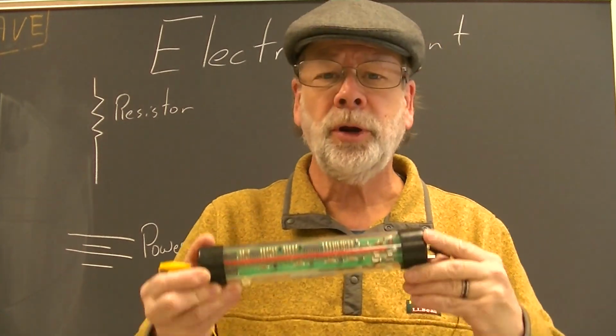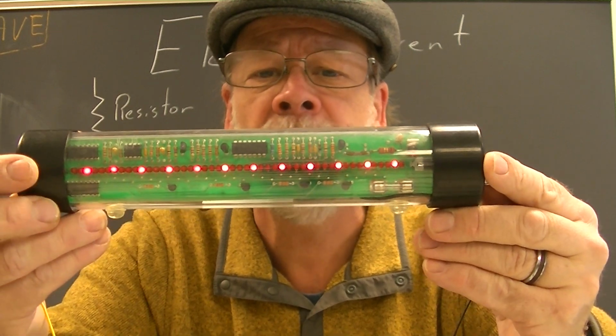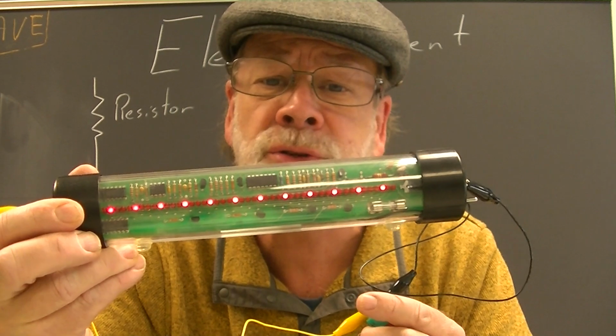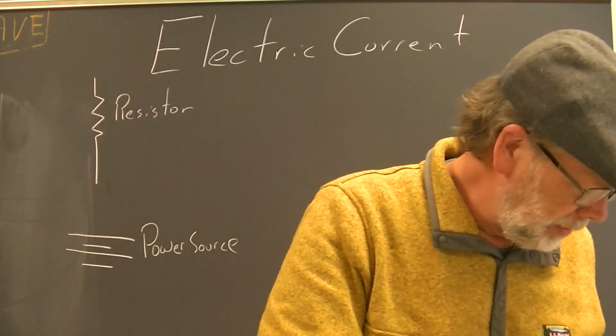All right, electric current. Here's a device that shows the direction of electric current flowing through it. I have it hooked to a power source, and this is showing how electricity is flowing through it.